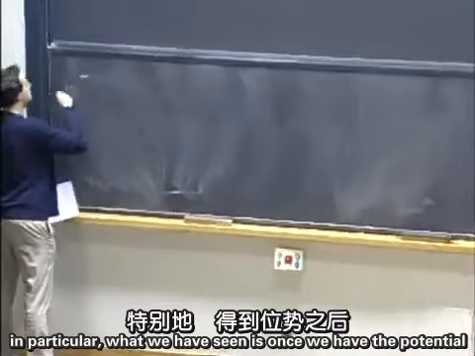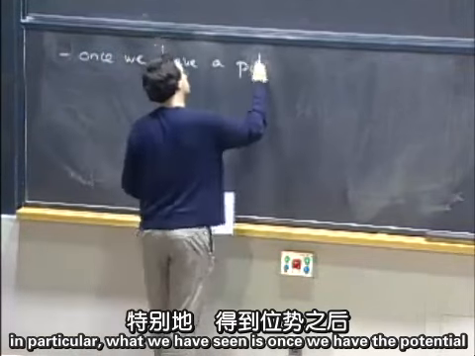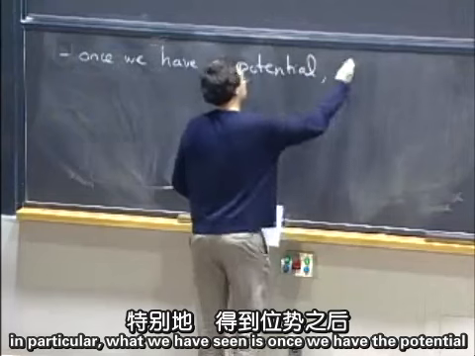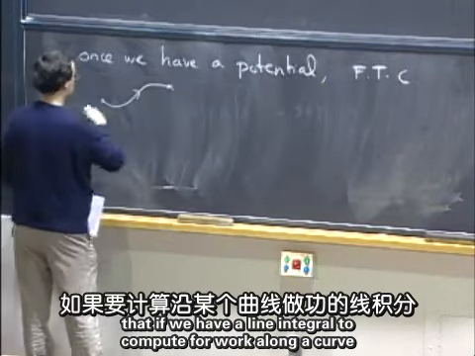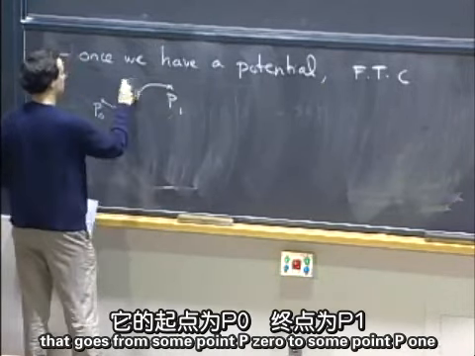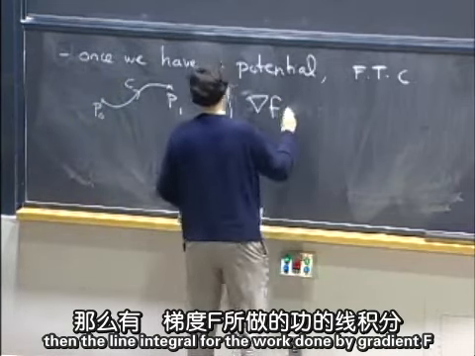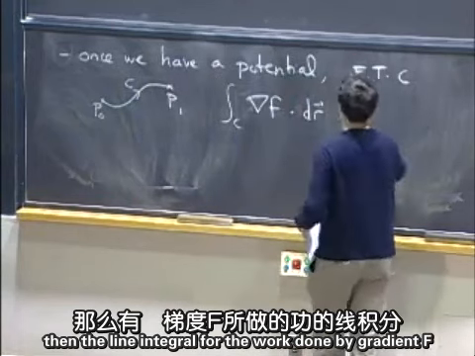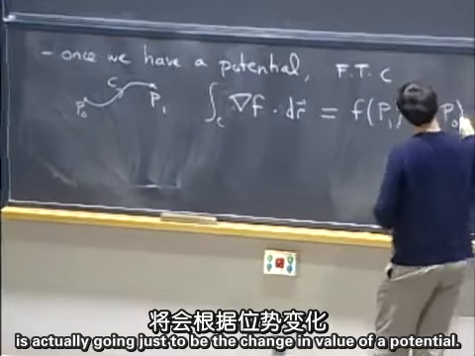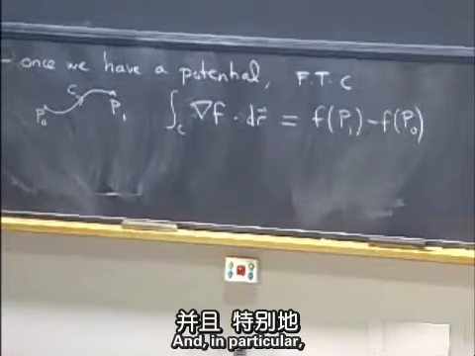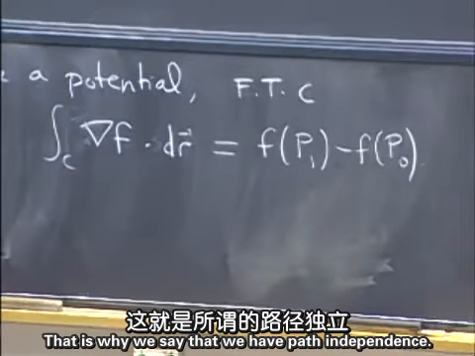And so in particular, what we've seen is once we have the potential, then we can use the fundamental theorem of calculus to tell us that if we have a line integral to compute for work along a curve that goes from some point P0 to some point P1, then the line integral for the work done by gradient f is actually going to just be the change in the value of the potential. And in particular, that doesn't depend on how we got from P0 to P1. That's why we say that we have path independence.